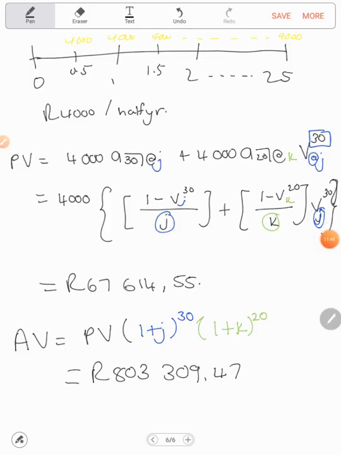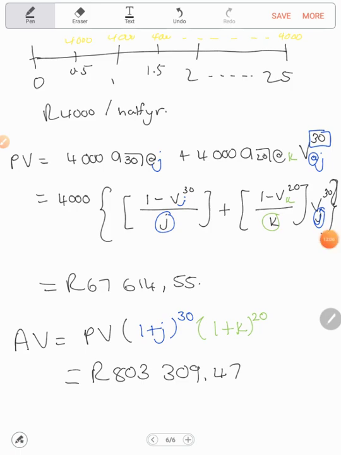Oh, just one more thing. I just want to remind you that your v's will need to have negative exponents when you actually plug in, because you're working with interest rates. But when you are accumulating, then you will have positive exponents. So just make sure that your exponent signs are correct when you're doing your calculations.